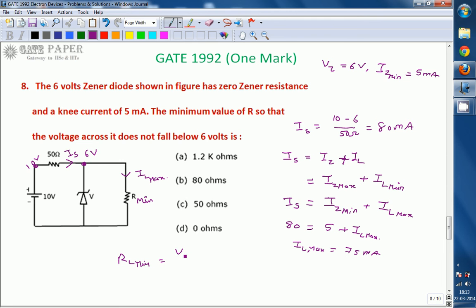If we know IL maximum, RL minimum can be easily calculated. RL minimum is Vz divided by IL maximum, which is 6 volts divided by 75 milliamperes. The value is 80 ohms. So the answer for this is B. The minimum R required so that the voltage does not fall below 6 volts is 80 ohms. So the answer is 80, option B.